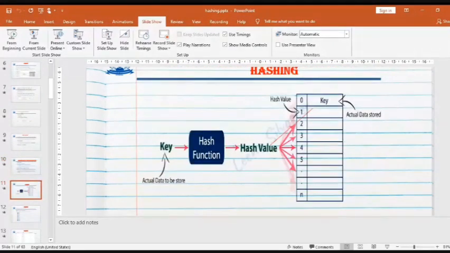So this is one example. We have key values, which is our actual data, and we apply a hash function on these key values. Based on this hash function, we get hash values. Hash values mean the indices of this storage; these are the addresses of the locations. Suppose we get 1, then we store the key value at this position. Suppose the hash value is 5, then we store the key at that position.